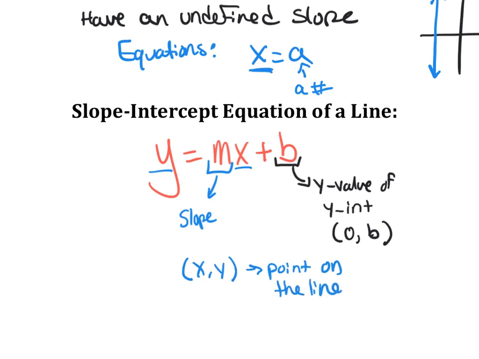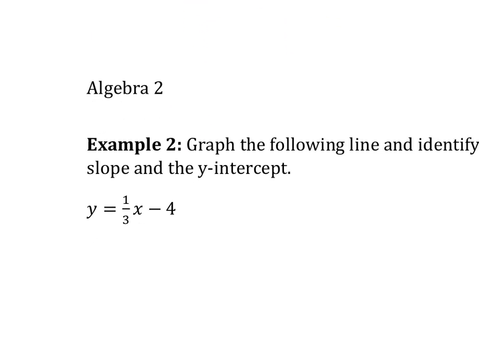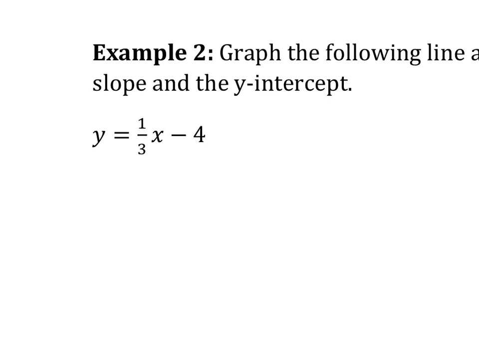Okay, so we can use the slope-intercept form to help us graph. Example 2: graph the following and identify the slope and y-intercept. Again, whatever number is in front of x is our slope. So it's rise over run, and it's positive, so that means we'll go up 1 and to the right 3.